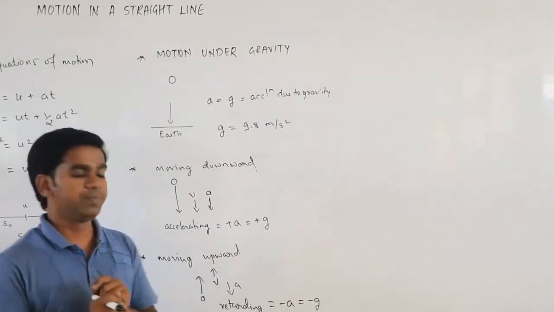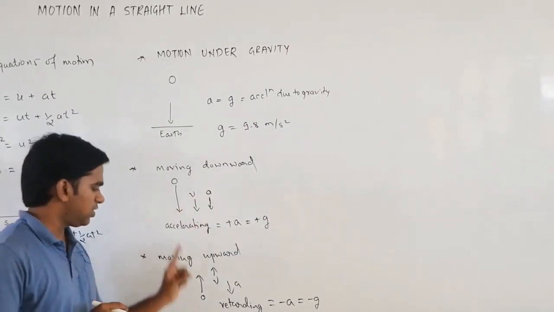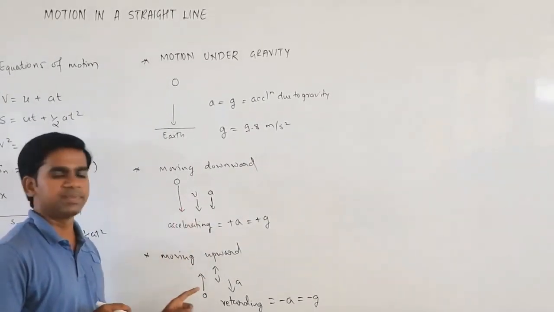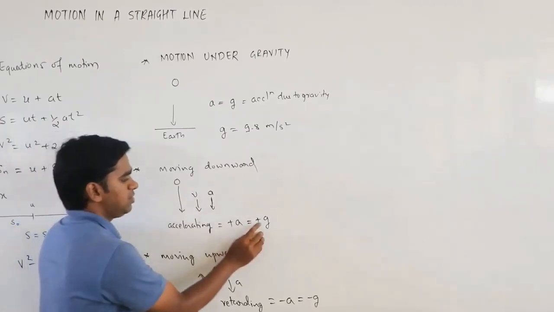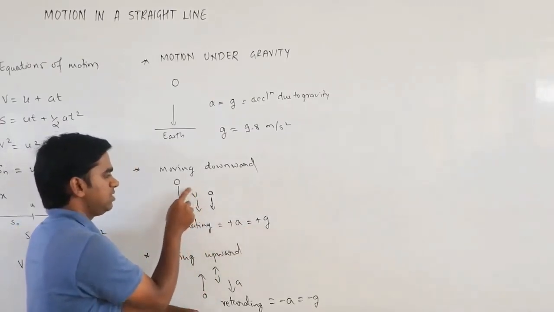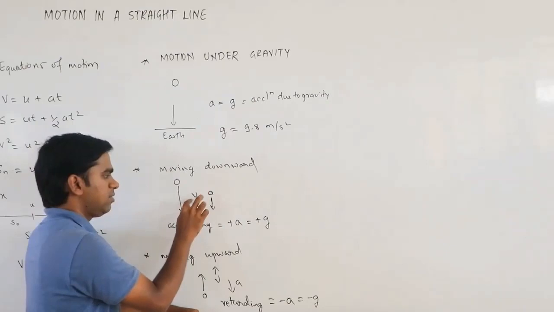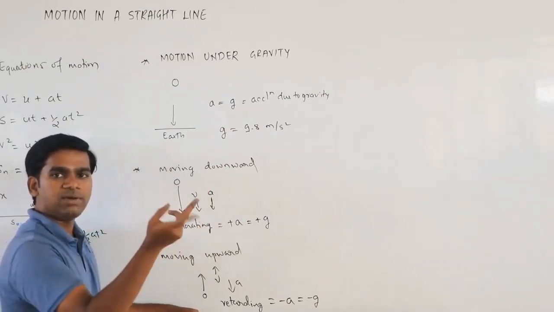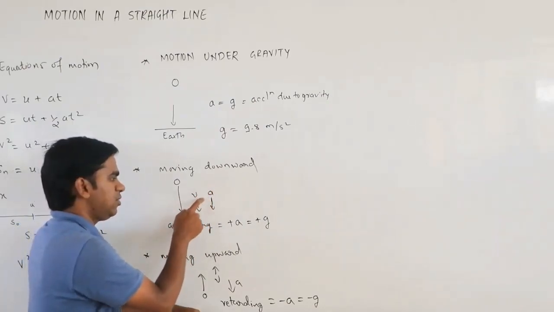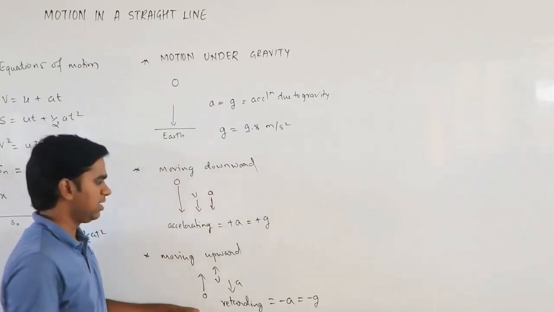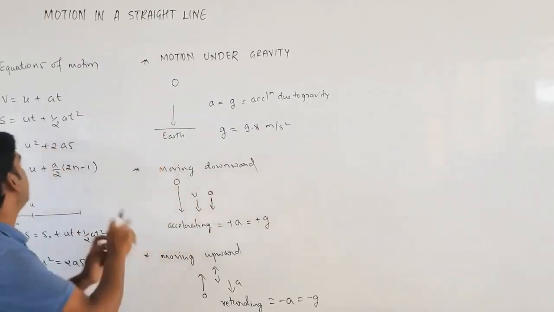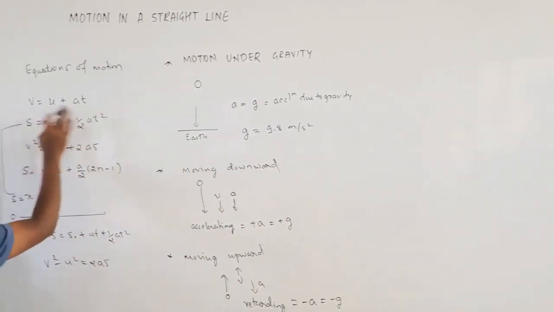But if you do so, you have to change the sign of velocity. If you take negative g over here, then you have to change its direction. Accelerating means both should have the same sign. If you take a negative, you have to take v also negative. Okay. So in the equations, you have to change both.